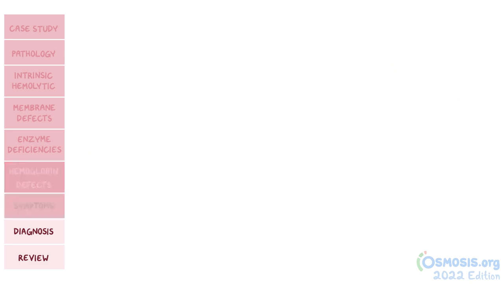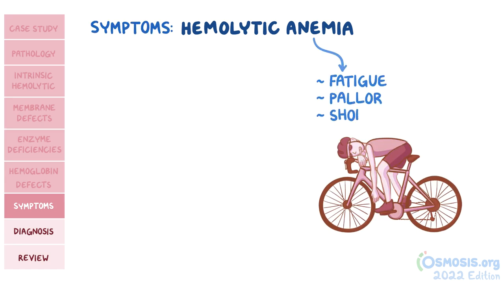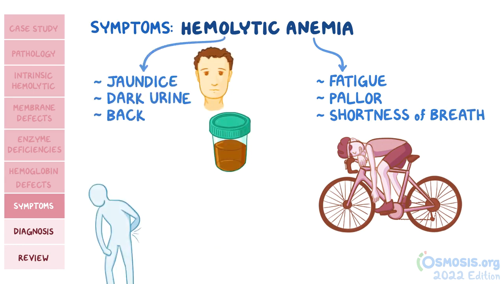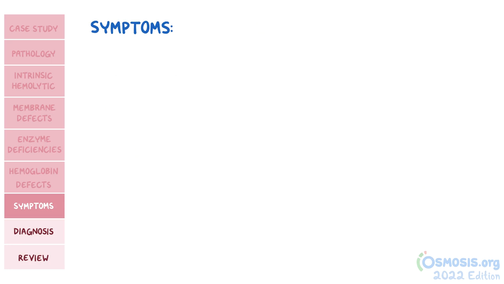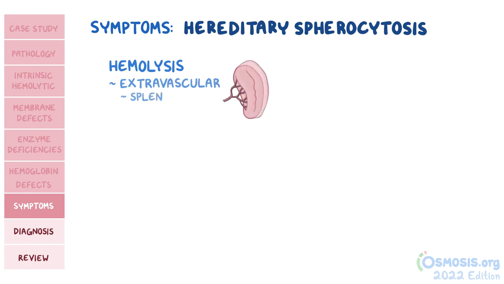Alright, now whatever the cause of hemolytic anemia, all of them can present with symptoms of anemia, like fatigue, pallor, and shortness of breath, and symptoms of hemolysis, like jaundice, dark, tea-colored urine, and back pain, due to kidney damage. Each of these diseases also has specific symptoms that are special to them, and these will help you to identify them. In hereditary spherocytosis, because hemolysis is extravascular and occurs in the spleen, there's often splenomegaly.